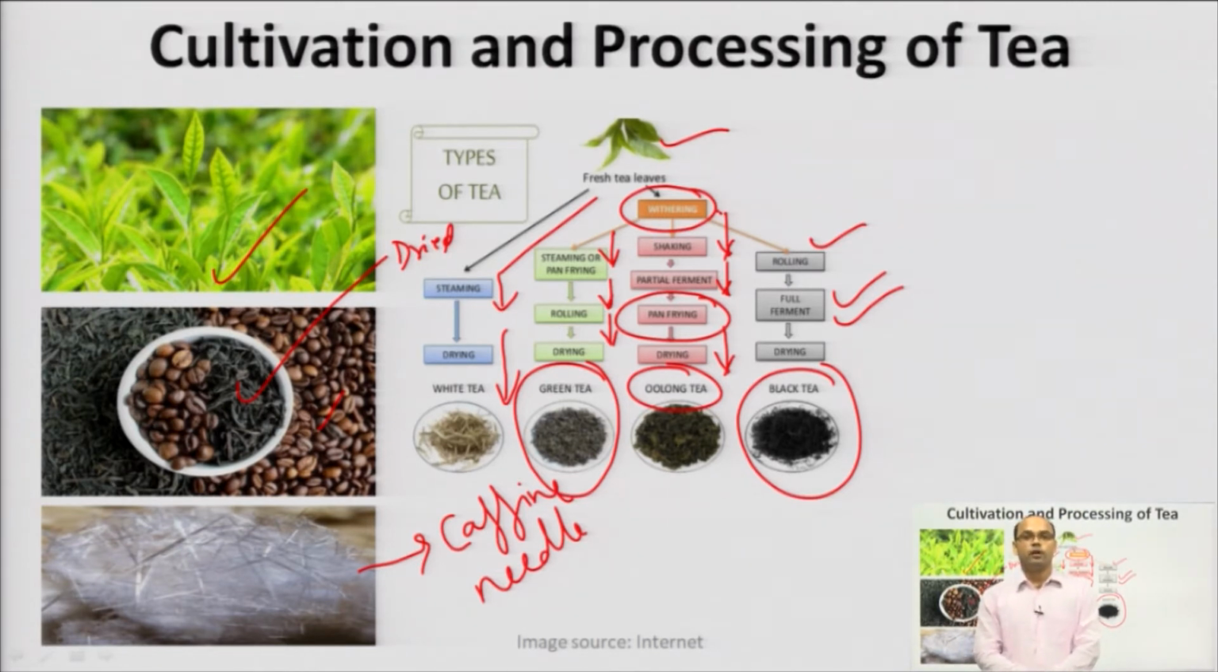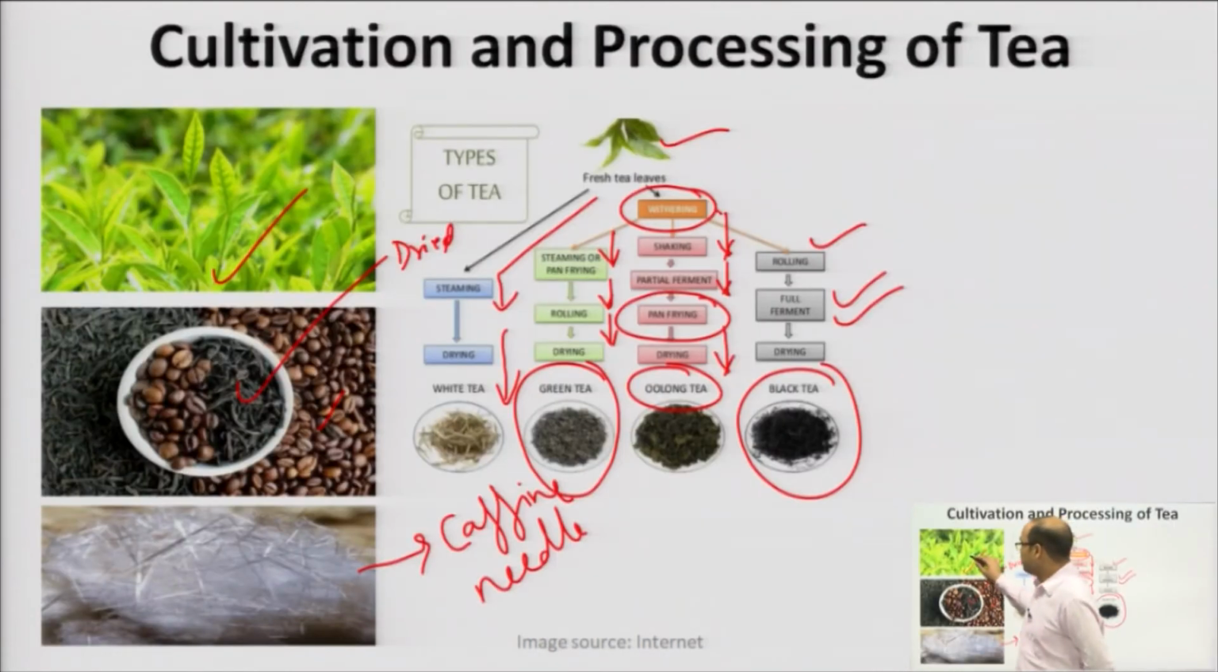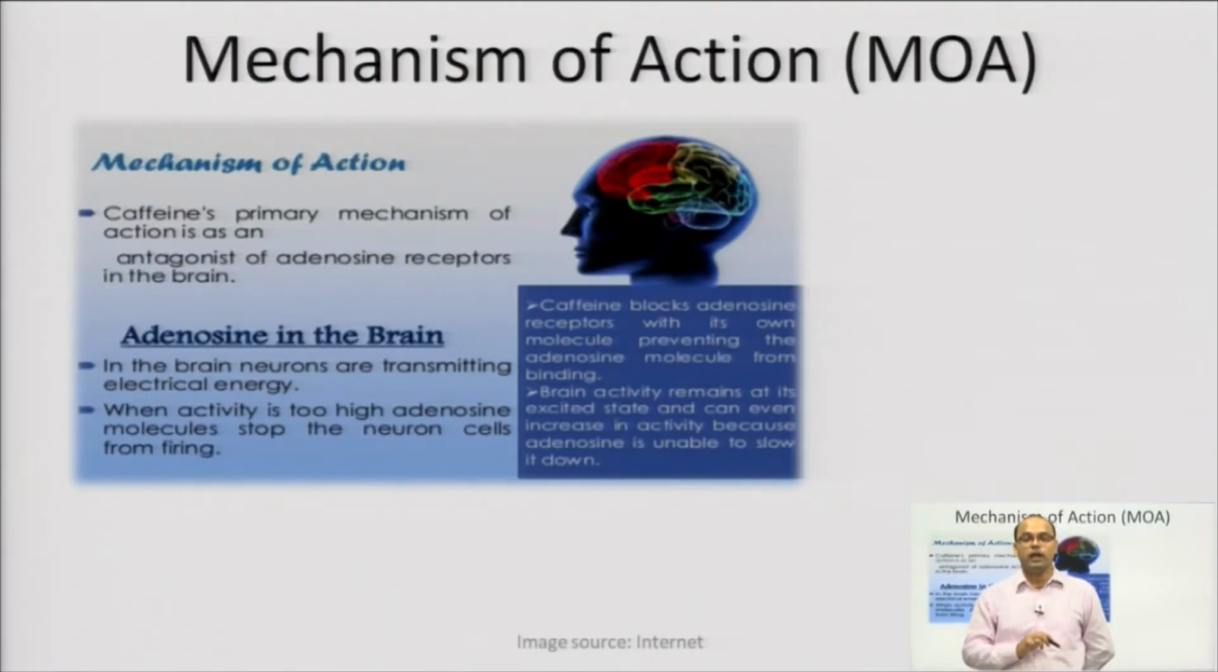So if we want to isolate the caffeine from tea leaves, we have to use the green leaves as a source for caffeine. Because here we are concerned about the individual phytoconstituent caffeine, we should know how this caffeine is going to act in our body.